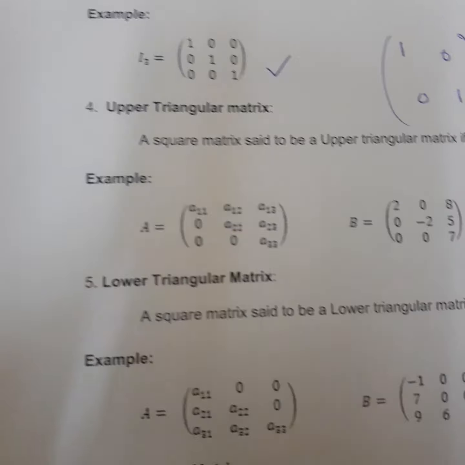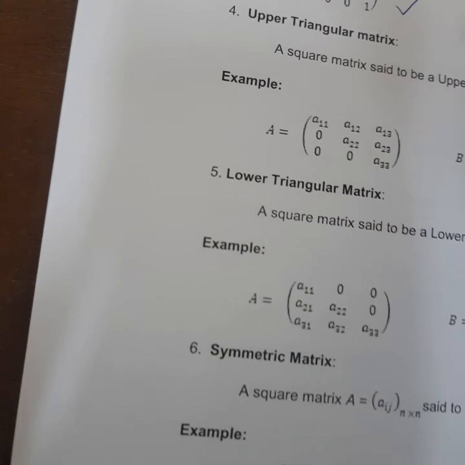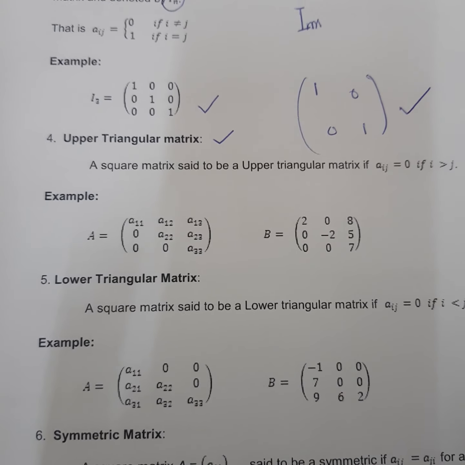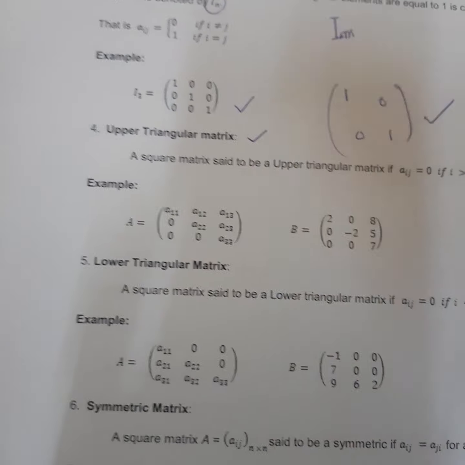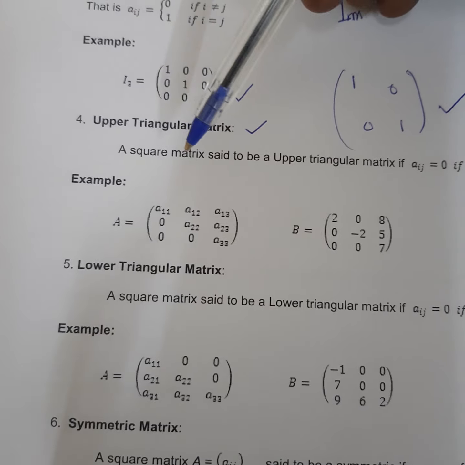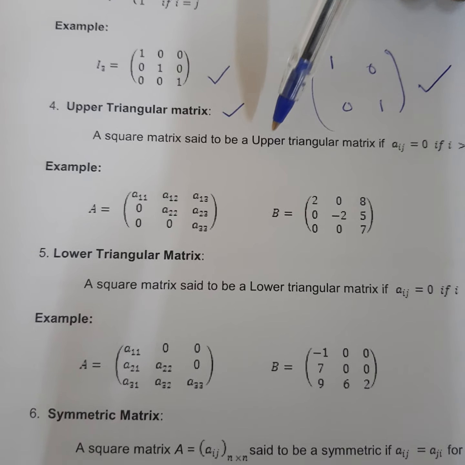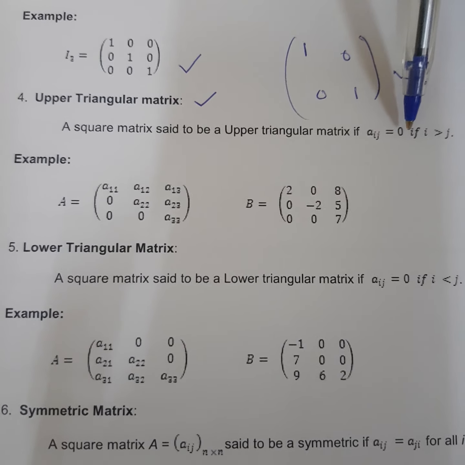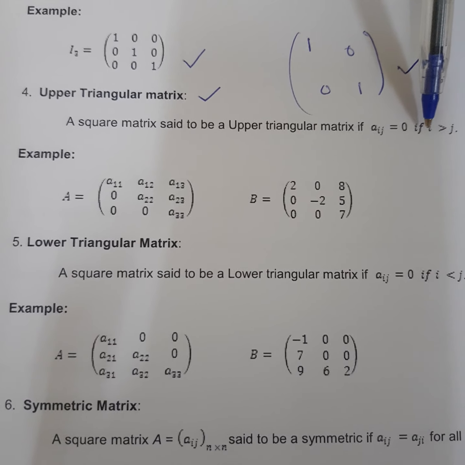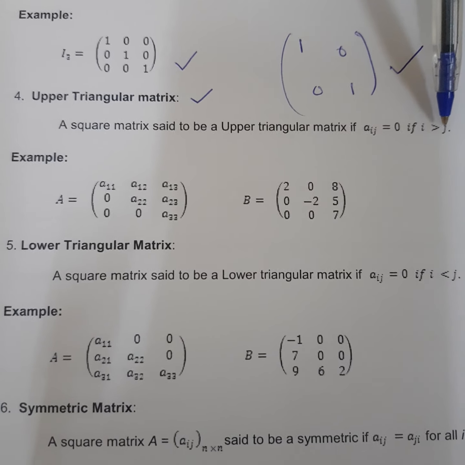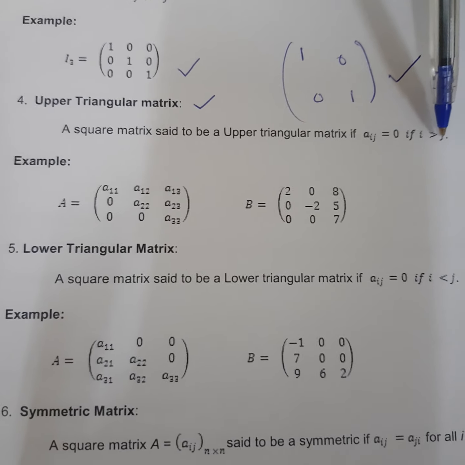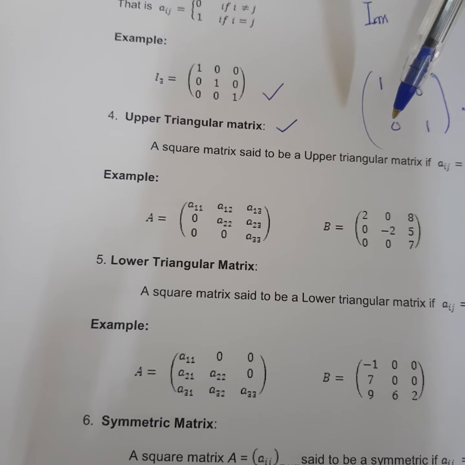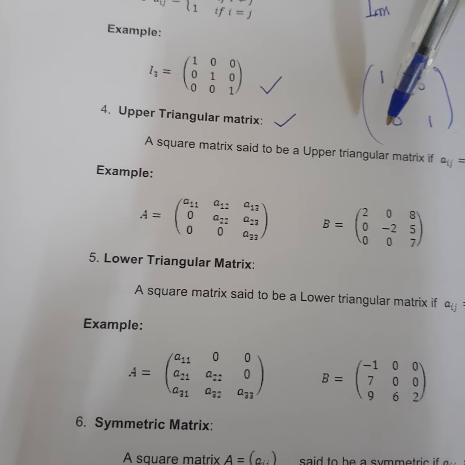Now let's look at the upper triangular matrix, the fourth type of matrix we have. We define it as follows: a square matrix is said to be an upper triangular matrix if a_ij is equal to 0 if i is greater than j. I don't know if I should do the same explanation, because it's the same thing I've always been doing.